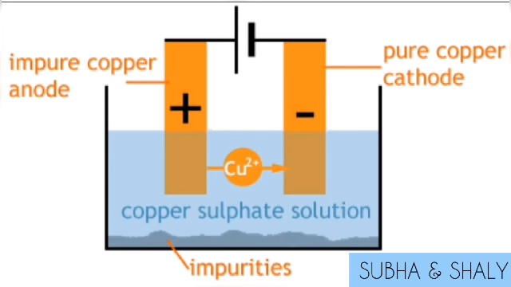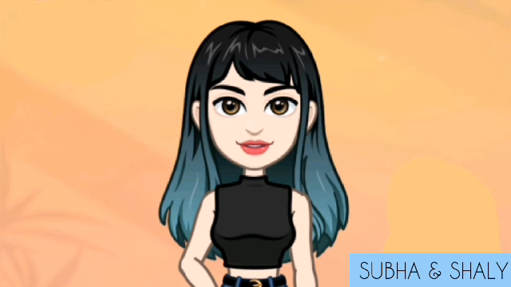3. Purification of copper. Metals like copper, silver etc. are usually purified electrolytically. In this method, the impure metal is made the anode and a pure sheet of the same metal is made the cathode. The electrolyte used is a soluble salt of the same metal.